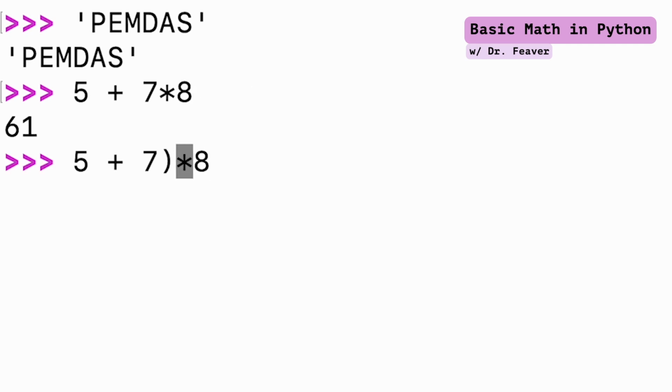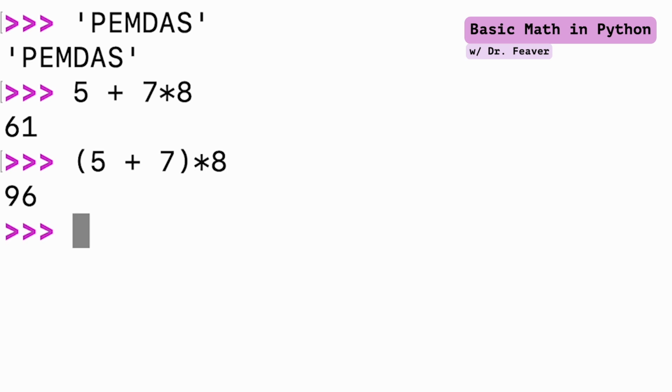Now, this would be different if I did 5 plus 7 in parentheses and then times 8. Because, again, the order of operations says that we'll do parentheses first before anything else. So the first thing it will do is evaluate the parentheses, and it'll get 5 plus 7, which is 12, and then that result will be multiplied by 8. So we get 96 instead of 61. So when writing these statements, we have to be careful and just make sure we know the order of operations so we know how things are going to evaluate.